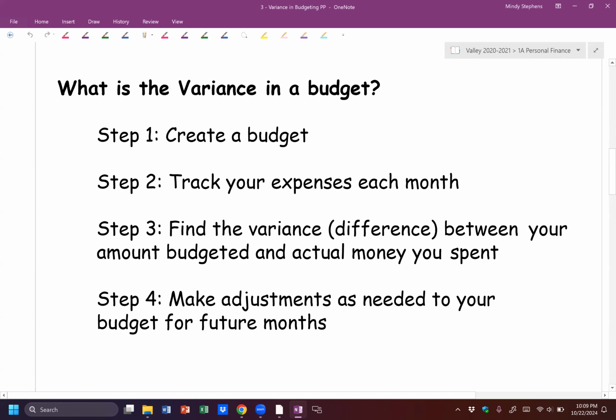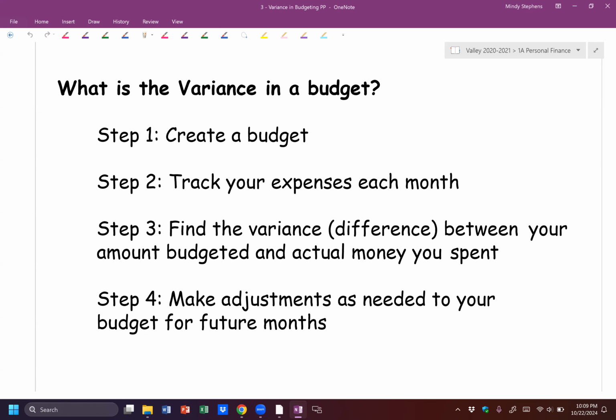First thing you're going to do is create a budget of what you think you spend your money on, how much you spend in each category. Then you're going to keep track of all your expenses. The budget doesn't do you any good if you're not tracking your expenses and seeing if you're actually following that budget.